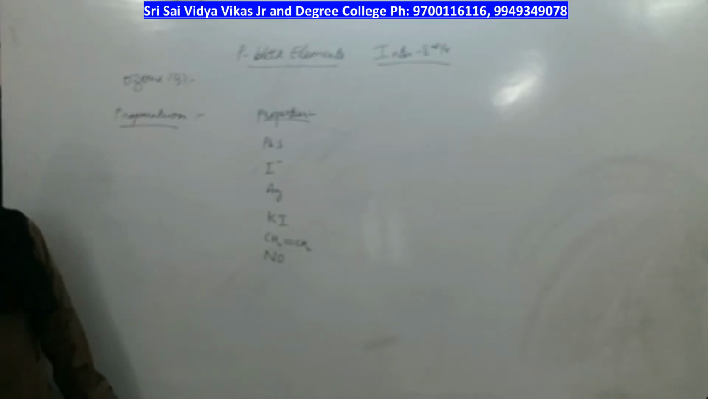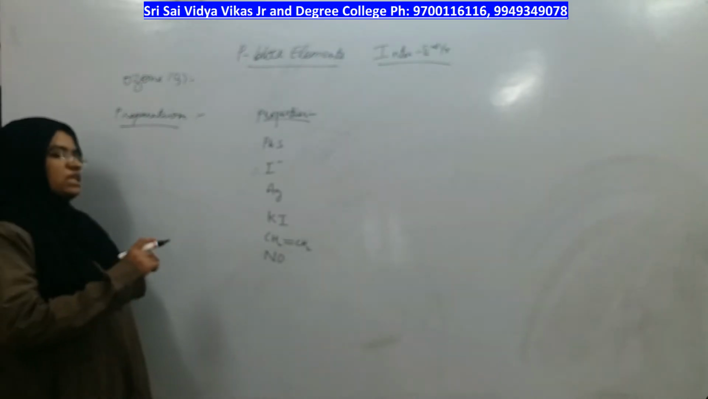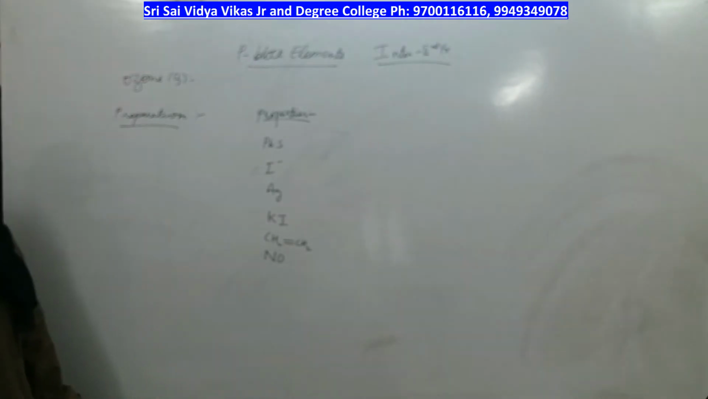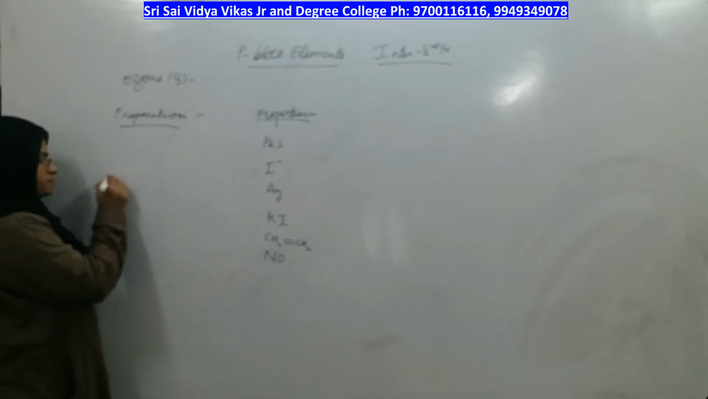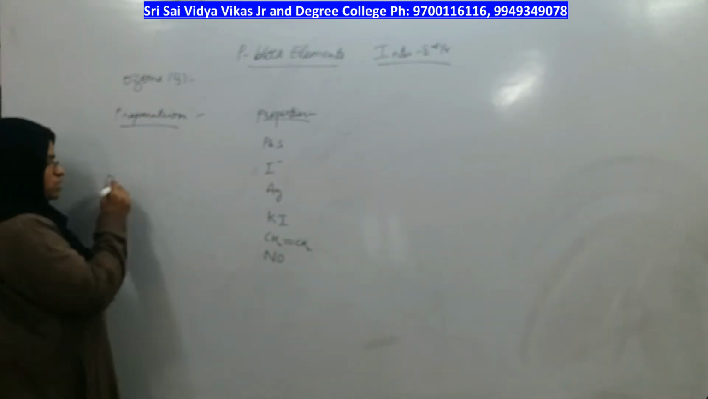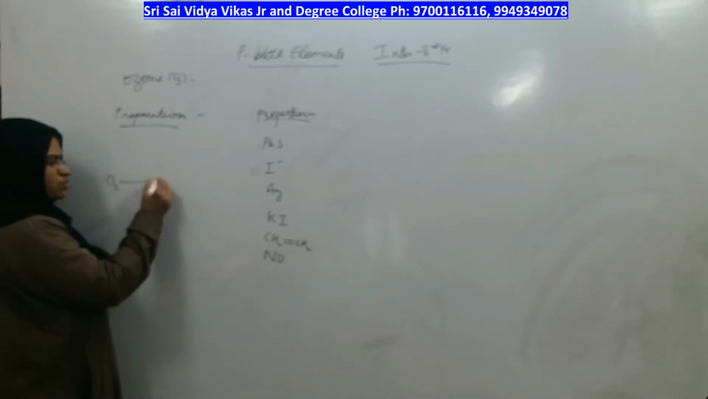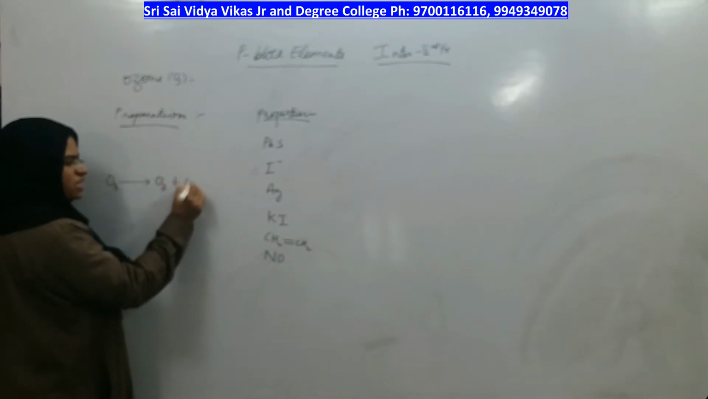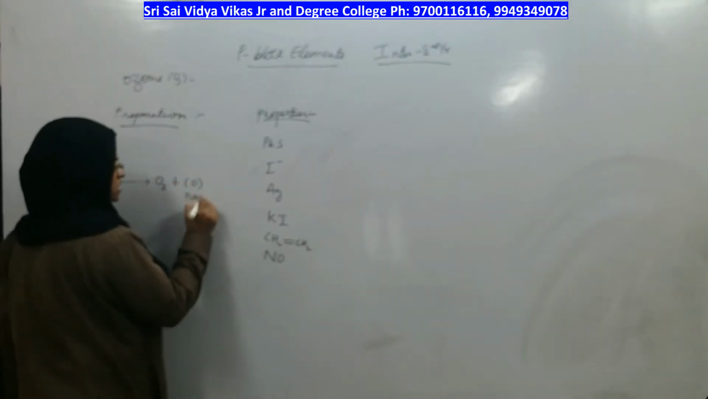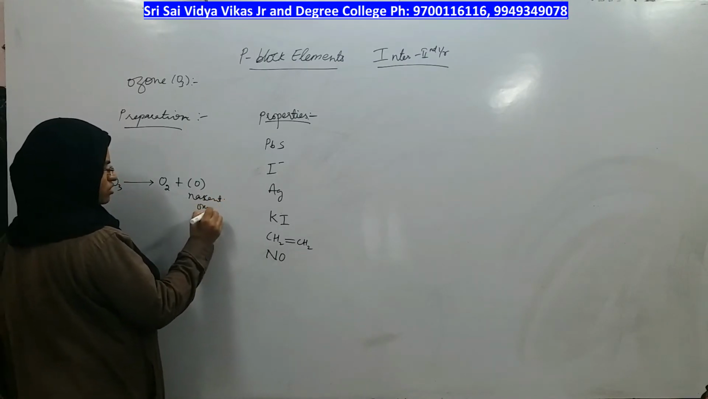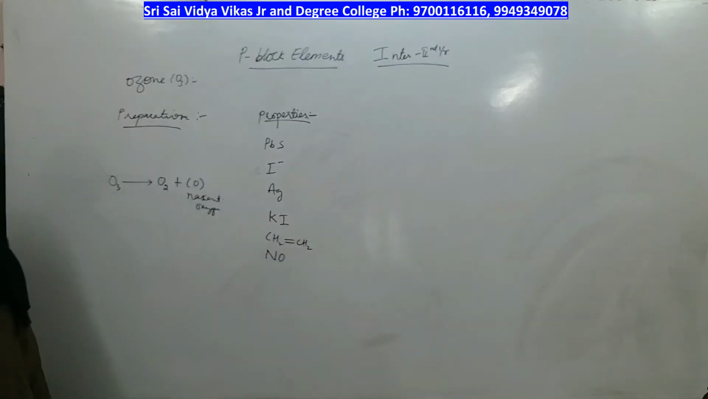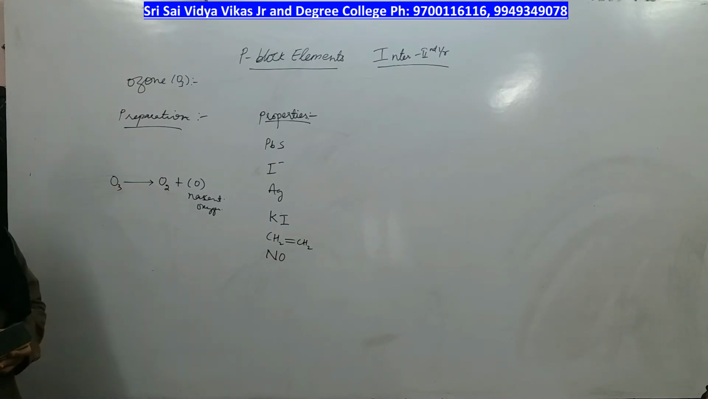Ozone, what is the formula? The formula of ozone is O3. This O3 has a very strong tendency to dissociate. You cannot store ozone gas for a longer duration of time. It is only possible for a short period of time. If you store it for longer, the ozone dissociates into oxygen gas and nascent oxygen. Therefore, storage is not for a longer period of time.